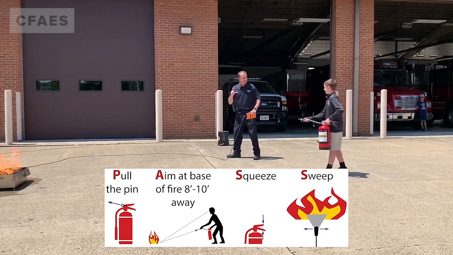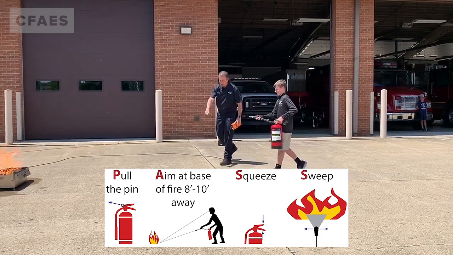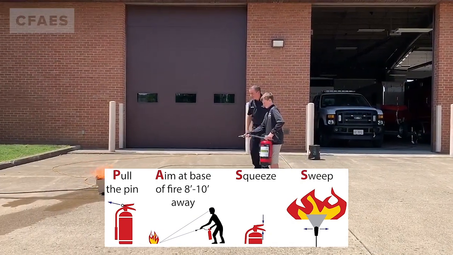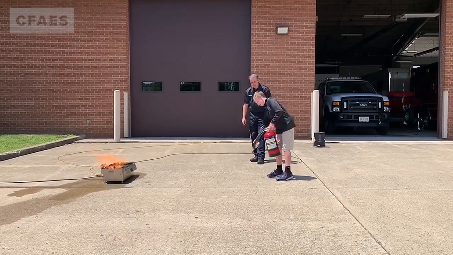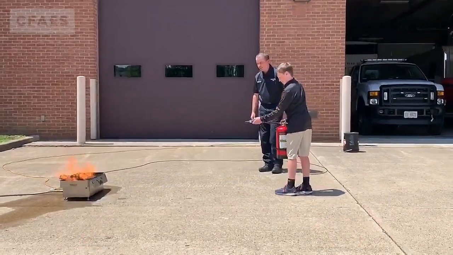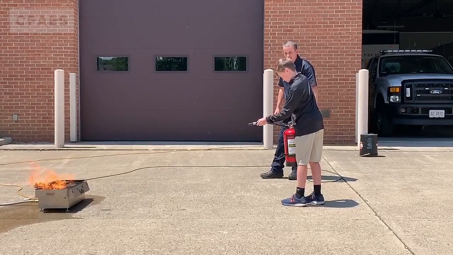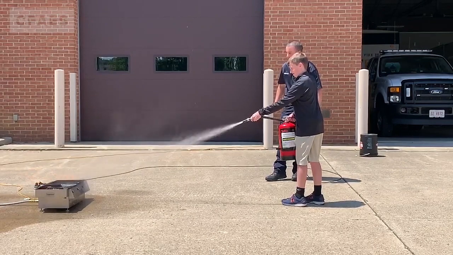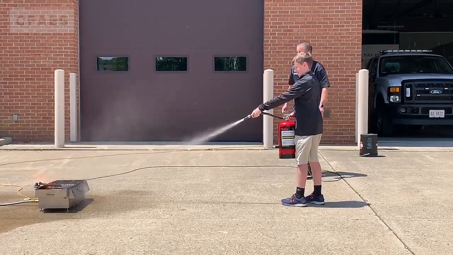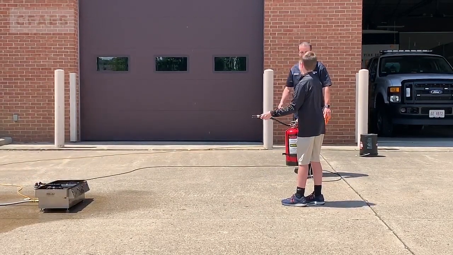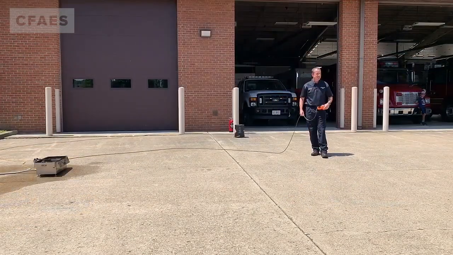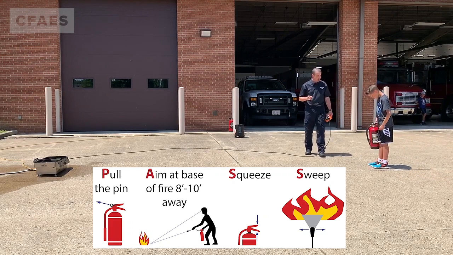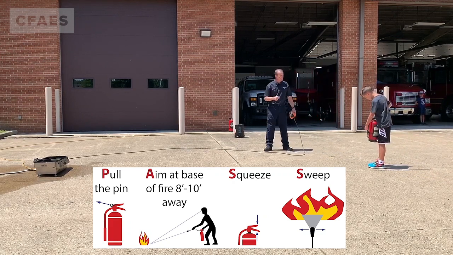The next 2 parts: you're going to squeeze, and you're going to get up here about 6 to 8 feet. We're going to squeeze the handle and sweep side to side at the base of the fire. That's fine, do what's comfortable. You squeeze that. That's good. Squeeze it right at the base of the fire. Good job. Perfect. So same thing here. Pull, aim, squeeze, sweep. Pull the pin, aim the nozzle at the base of the fire. Squeeze the handle and sweep side to side.